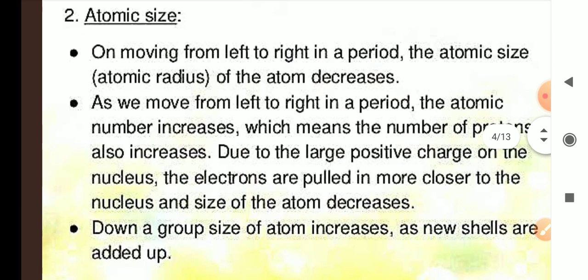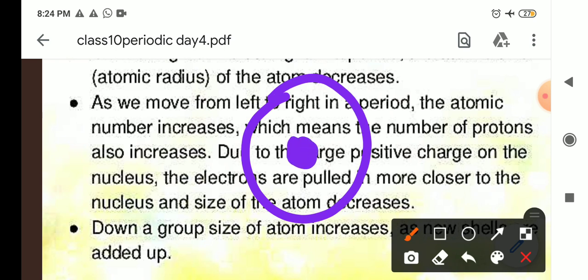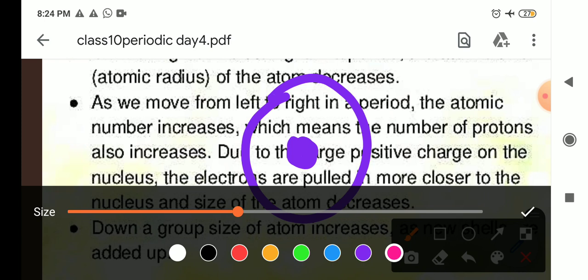Now atomic size. Atomic size refers to the radius of an atom. It is the distance between the center of the nucleus and the outermost shell of an isolated atom. So atomic size means, suppose it is the atom, and this is the nucleus, then the distance between the center of the nucleus and the outermost orbit of an isolated atom will be called atomic size or atomic radius.